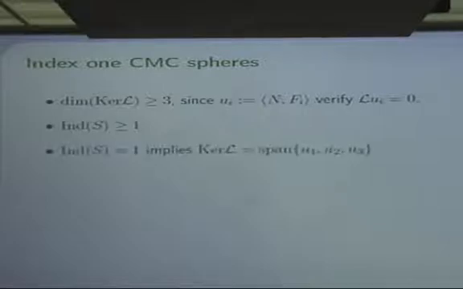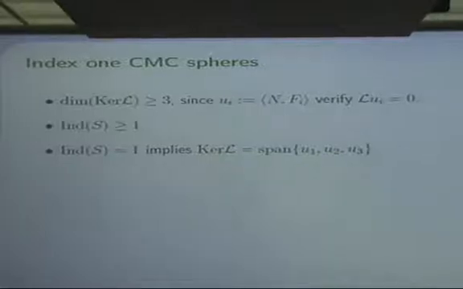Okay, and moreover, you can understand what happens in the case where the index is 1. In the case where the index is 1, you know that there are the 3 Jacobi fields here, and they lie in the kernel, but you can prove that they actually span the whole kernel. You don't have any other Jacobi functions other than the ones coming from Killing isometries.